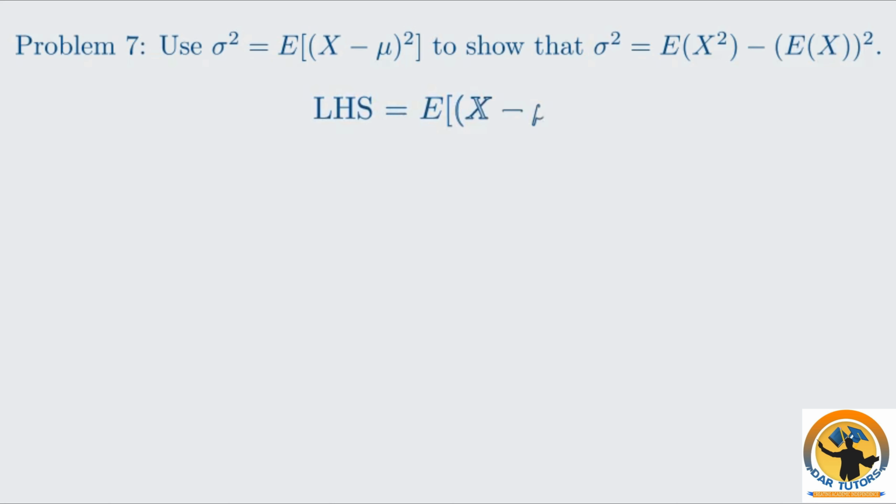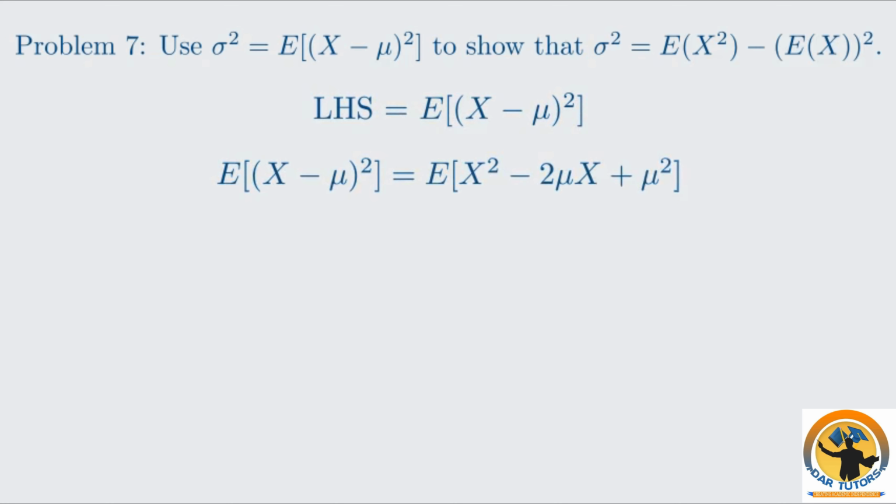Variance is the expected value of (X minus mu) squared. First, we'll expand the term inside the brackets. (X minus mu) squared is x squared minus 2 mu x plus mu squared. Now we can use the linear properties of expectation. The expected value of a sum is the sum of the expected values. So this becomes the expected value of x squared minus the expected value of 2 mu x plus the expected value of mu squared. Let's analyze the terms one by one.